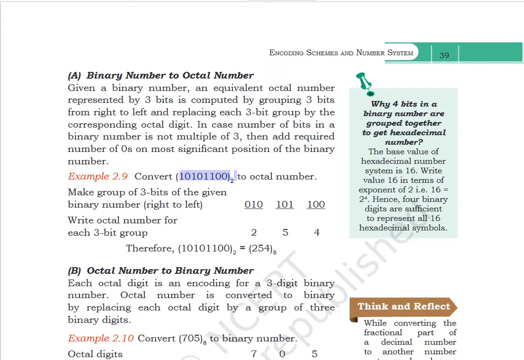Now what does grouping mean? Make groups of 3 bits of the given binary number from right to left. This is a very important point: from right to left. First of all we group this one: 1 0 0, this is our first group. After that 1 0 1, this is the second one, and then 0 1 0, and the number is completed here.